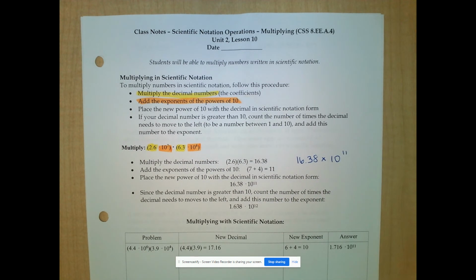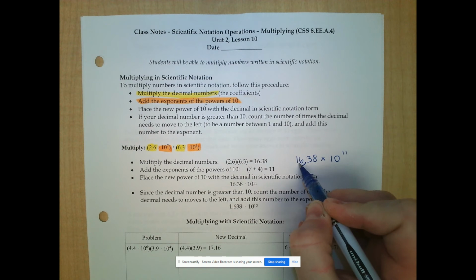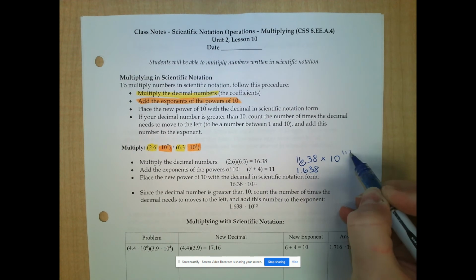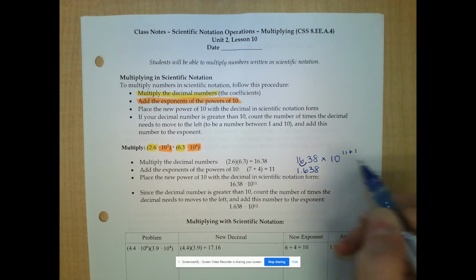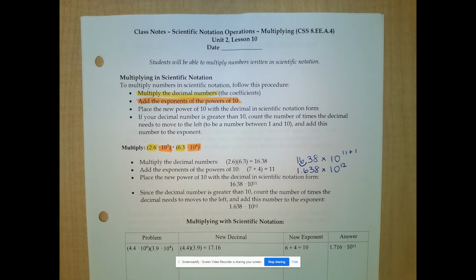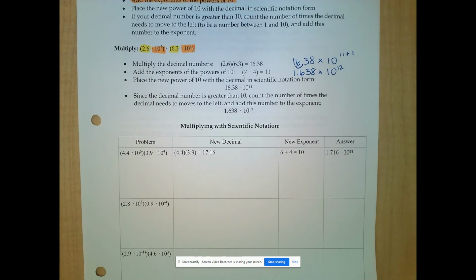Now, the only problem is we have to check and see if it's actually in scientific notation. 16.38 is too large. So I have to make this 1 power of 10 smaller, 1.638, and make the exponent 1 power of 10 larger, which would be times 10 to the 12th. And since it's a power of 10, we know that we are all set, and that would be your final answer. So let's look at a few different problems that we have down here in this chart.